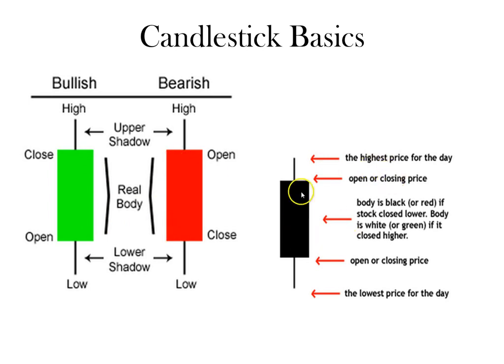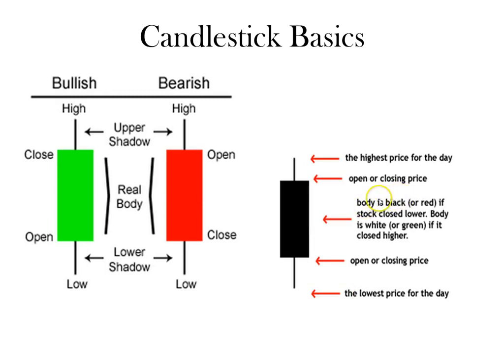Okay, and this kind of just defines it a little bit more for you. So this is your open or closing price depending on what type of candle it is. Remember, your bullish candle opens at the bottom, or right here your bearish candle opens at the top, so that's your open or close, and then this is your open or close. This is just showing you more definition of the actual candle. So the highest price for the day, the lowest price for the day, and then a body is black or red if the stock closed lower.